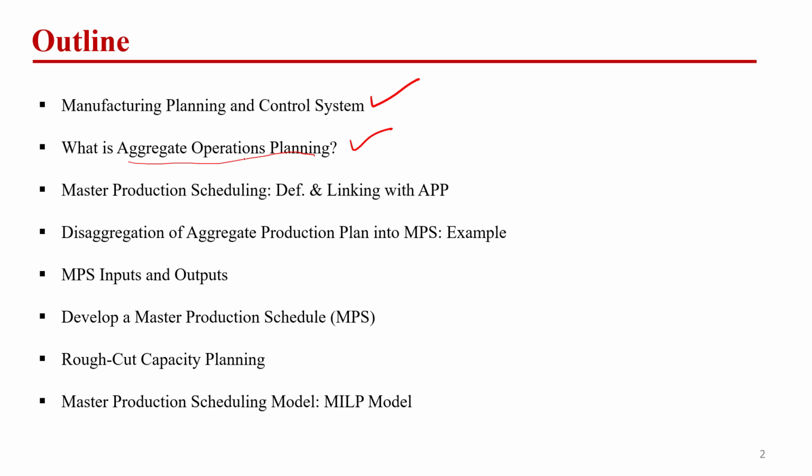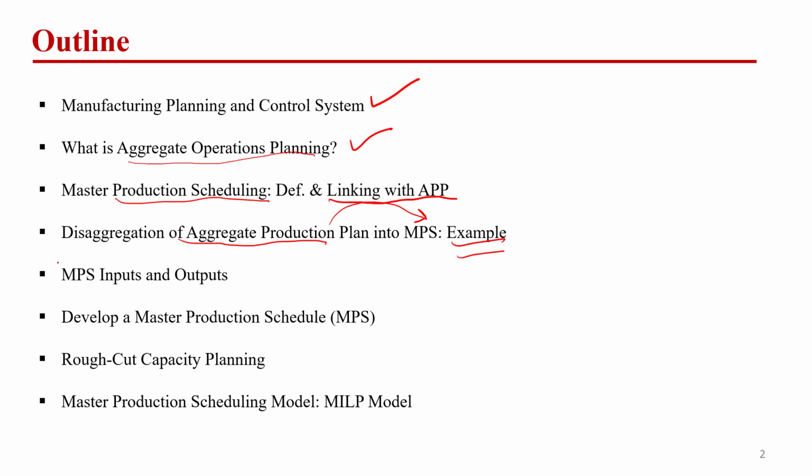Then we will see how we can define the master production schedule, as well as how we can link this master production schedule with the aggregate production plan. And then we will discuss an example where we will try to develop a very brief and a very simple type of aggregate production plan. And then based on that aggregate production plan, we will try to develop the master production schedule.